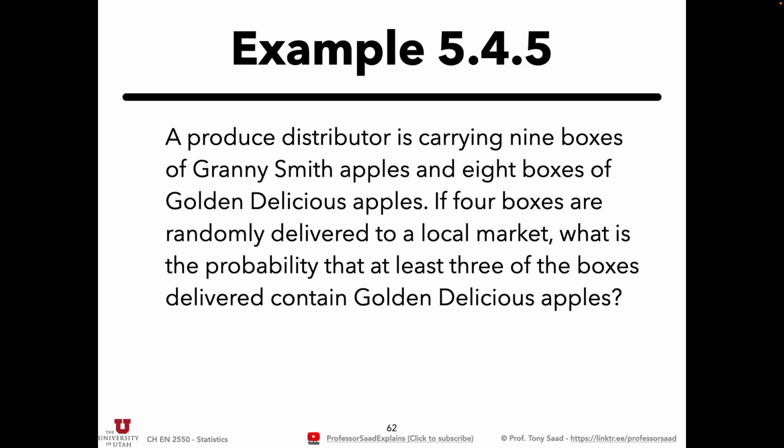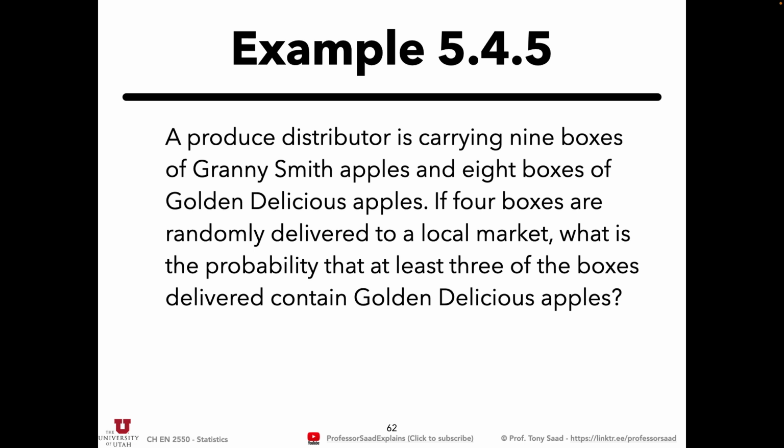What is the probability that at least 3 of the boxes contain Golden Delicious apples? So at least 3 of the boxes contain Golden Delicious apples. Now, when you take out a box, you're not putting it back, right? So no replacement, and the trials are dependent on each other. Picking a box is one of our trials, and success is going to designate picking a box of Golden Delicious apples.